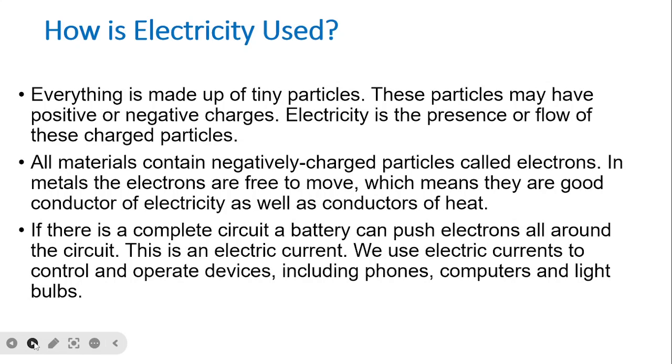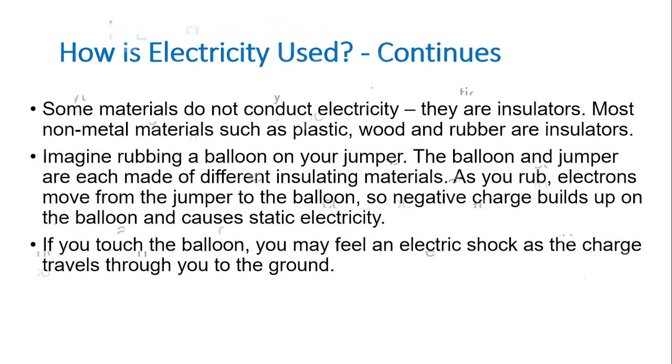Good. Well explained. It's an electric current. Here, we use electric currents to control and operate devices including phones, computers, and light bulbs. So take note of the functions and applications where this small amount of current can be applied. Okay, so let's look at the next one. How is electricity used? We continue with that. Some materials do not conduct electricity. Yes. When current passes through them, they don't conduct.